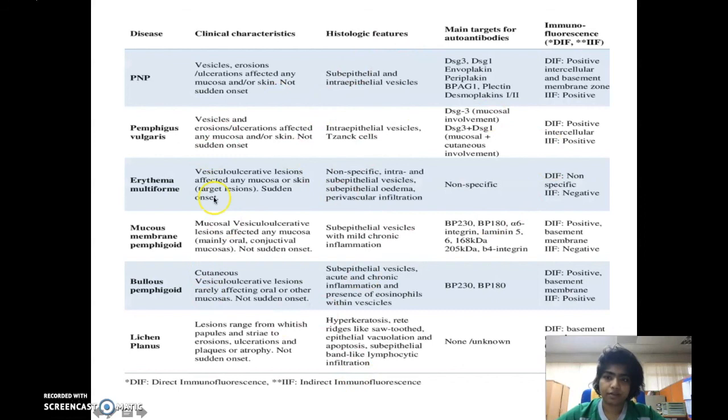These are the examples of the vesiculobullous lesions. Here you can read the clinical features, the histology features, the main target for the antibodies, and the immunofluorescence. This is for your future reference.